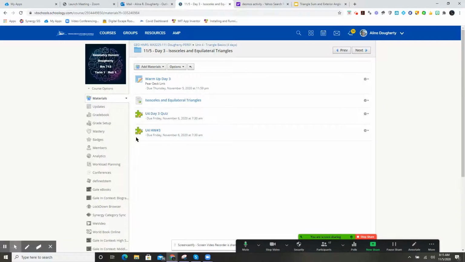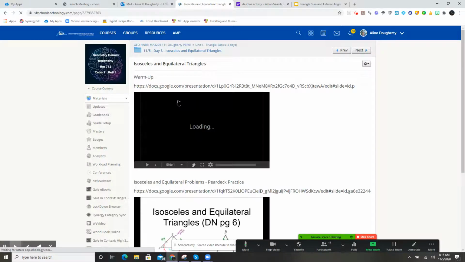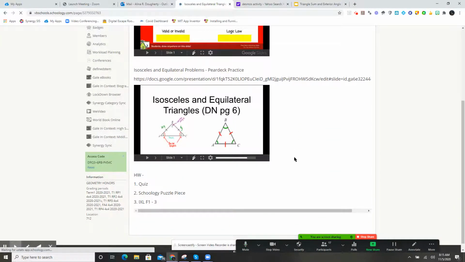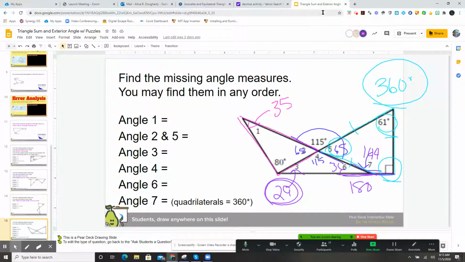So notice that there is a quiz and a homework 3 tonight. Okay, make sure that you get those done. Please make sure that you get those done. Grades are closing next week for second quarter, and you don't want to move into the second semester with stuff not right. So I am going to make this into a pear deck, and I'll send you the link.